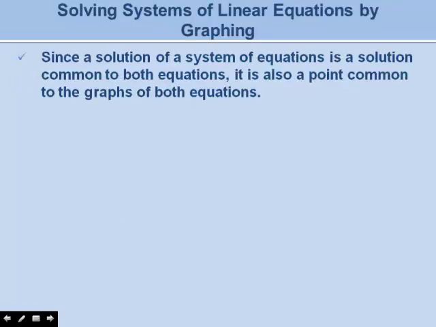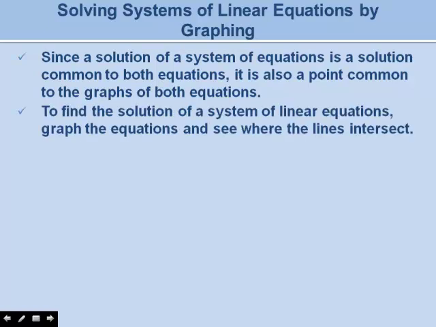In this section, we're just going to be solving systems of linear equations like this by graphing. And since a solution of a system of equations is a solution that's common to both equations, that means it also has to be a point common to the graphs of both equations. In other words, it has to be a point on both lines. What we're going to do in this section is graph the equations and see where the lines intersect, because that will give us a point that's on both lines.